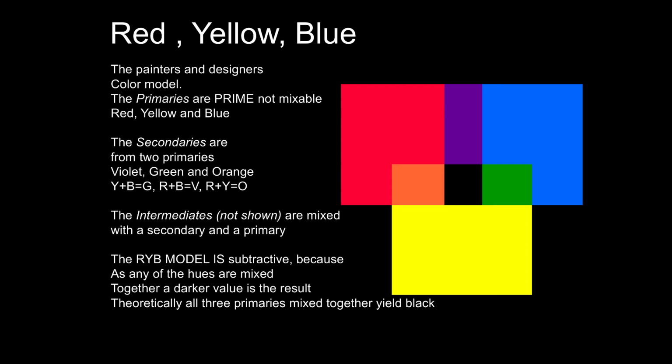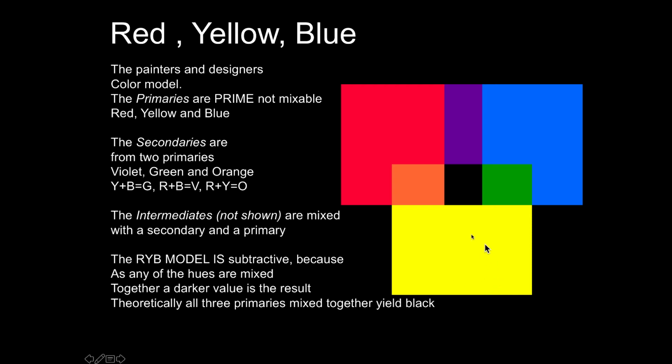So if you mix yellow and blue together, you get green. If you mix red and blue together, you get violet. And if you mix red and yellow together, you get orange. And you probably learned that somewhere along the way in elementary school or middle school. The RYB model is subtractive because as any of the hues are mixed together, a darker value is the result. Theoretically, all 3 primaries mixed together yield black.